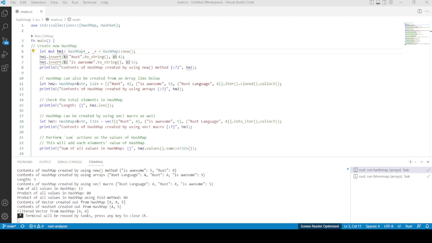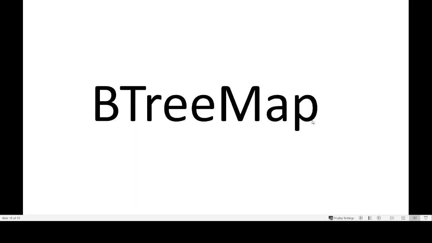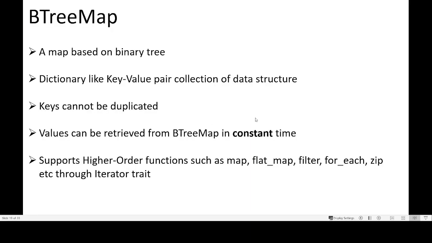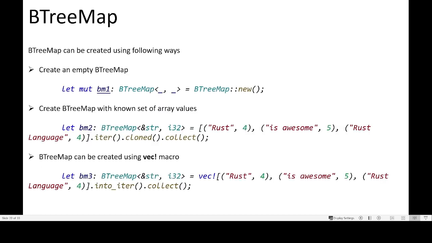Thank you for watching. Next, we are going to see BTreeMap. BTreeMap is a map based on a binary tree. It's a dictionary-like key-value pair collection data structure. Keys cannot be duplicated. Values can be retrieved from a BTreeMap in constant time. It also supports higher order functions such as map, flat map, filter, for each, zip, etc. through the iterator trait.